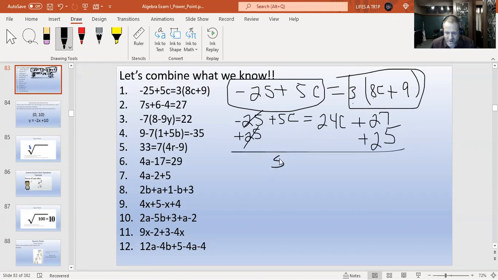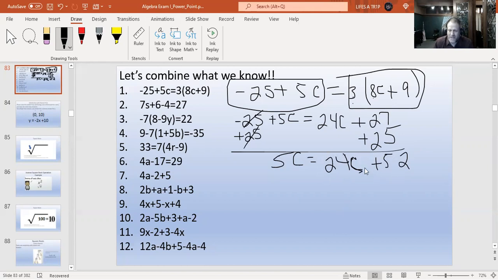5c equals 24c. Let's add 27 and 25 together. Let's go for 52. Now we've got our whole number on one side.